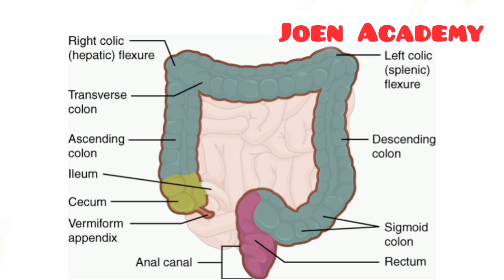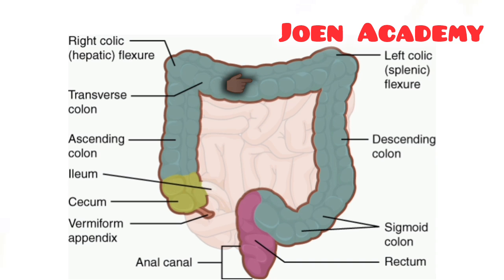The ascending colon is typically retroperitoneal, meaning it lies behind the peritoneum and is fixed to the posterior abdominal wall. Its posterior surface is therefore in direct contact with muscles and fascia of the posterior abdominal wall and the right kidney. Its length is approximately 15 to 20 centimeters.